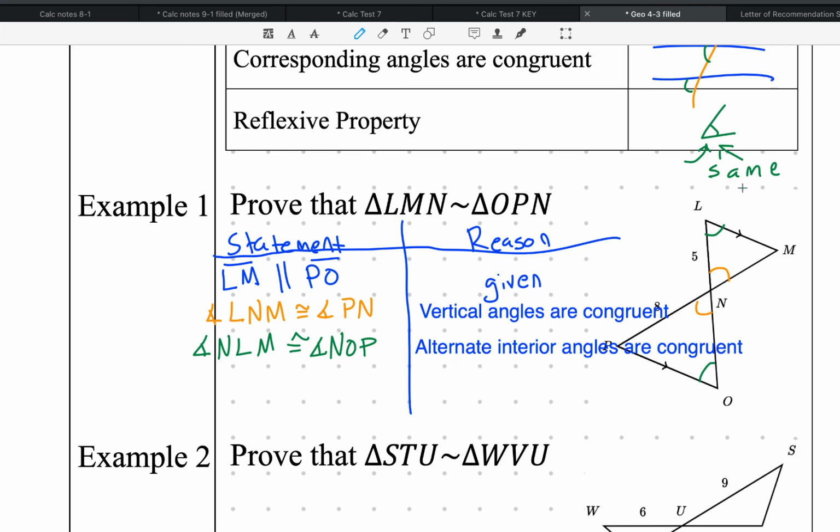Jade? LMN is not equal to... It's similar to, yeah. Oh, you're doing the other angle. Yes, that works. Okay, sorry, I misunderstood you. So we're saying angle, so it's this one and this one, right? Angle LMN is congruent to angle NPO.